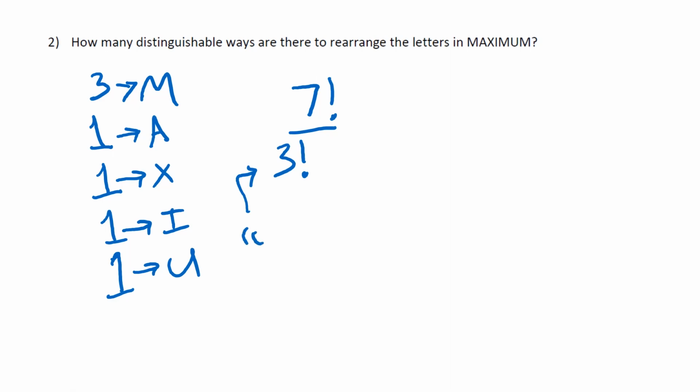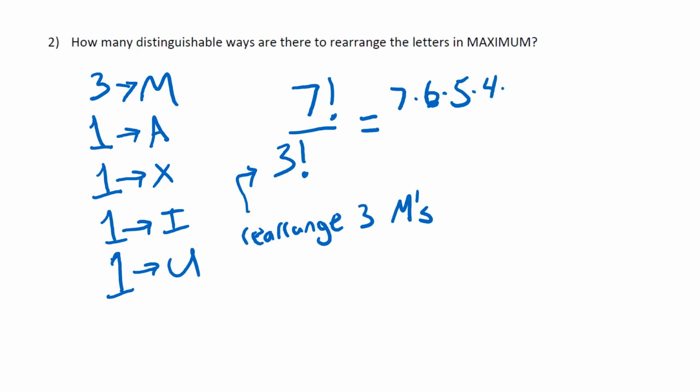Three factorial is so you can rearrange the 3 m's here. That is why you divide by that 3 factorial. So now what we get is 7 times 6 times 5 times 4 times 3 times 2. I'm going to leave off the times 1. And then times 3 times 2 on the bottom. We can cancel the 3 times 2's.